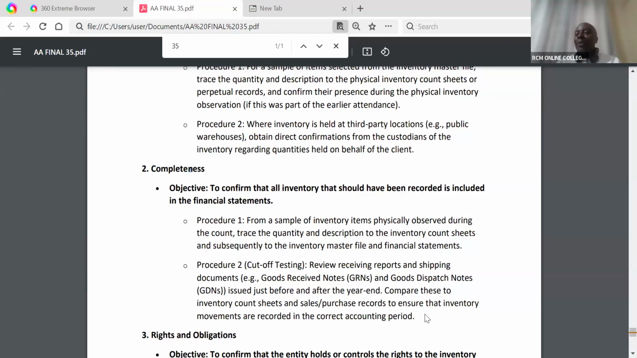At the year end, there will always be that confusion. So for the goods that have been received towards the year end and we have stamped and signed that we received them, I will have to trace this to the master file, and see whether this particular figure is appearing in the financial statements.